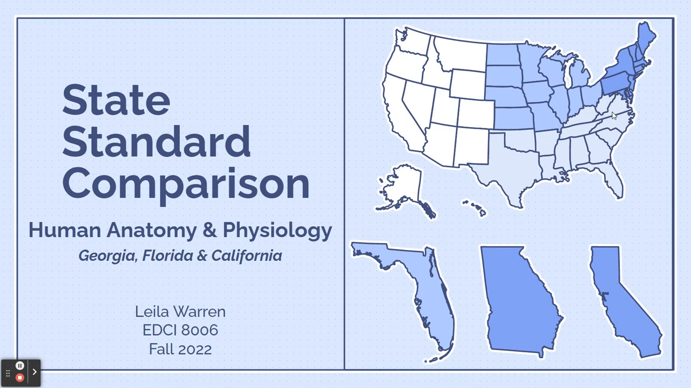This is my presentation on the state standard comparisons, and I have chosen the content Human Anatomy and Physiology because I was most interested in learning about what other states said about the course that I teach, and I am comparing Georgia, Florida, and California. I have taught in Georgia and in California, and would someday maybe like to move to Florida when I retire and possibly teach there later on.